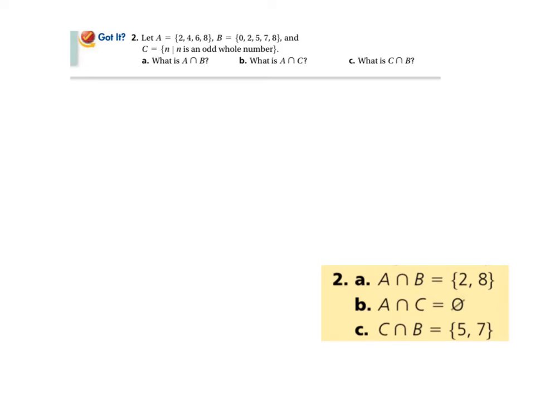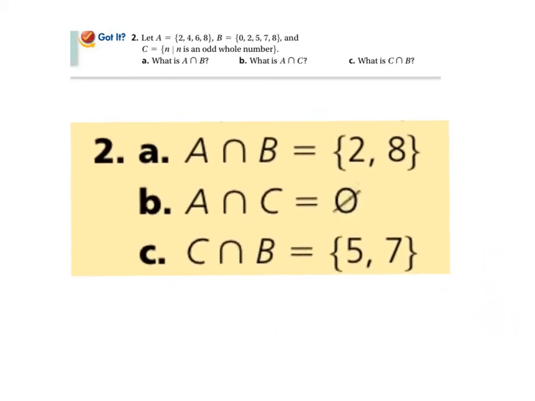Alrighty. So let's say set A is 2, 4, 6, 8. Set B is 0, 2, 5, 7, 8. And C is n such that n is an odd whole number, right? So an odd whole number like 1, 3, 5, 7, that sort of thing. Okay? So A intersection B is just going to be 2 and 8. The only overlap is 2 and 8.